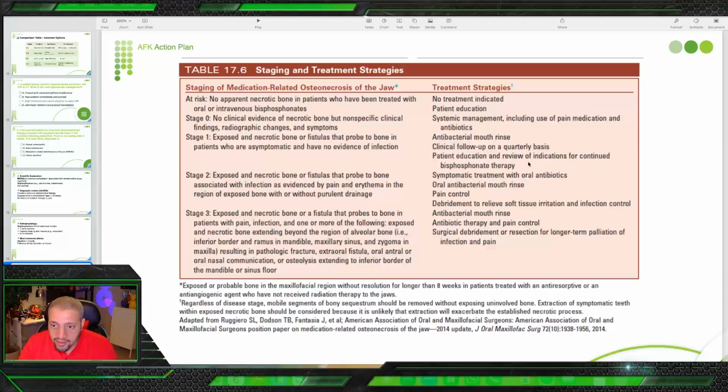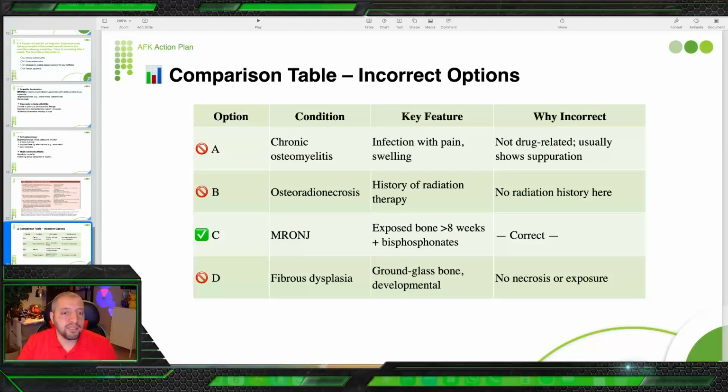I will cut the bone, and this is the rationale. I hope now we have some context, not just memorizing the answer. Chronic osteomyelitis is infection with pain and swelling. He didn't mention any infection here, and we have a history of medication. Osteoradionecrosis, no history of radiation.